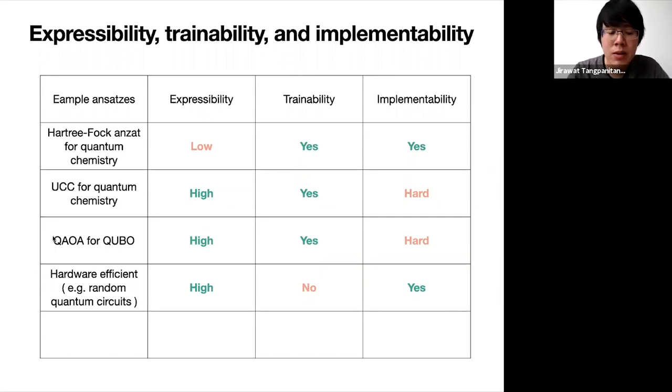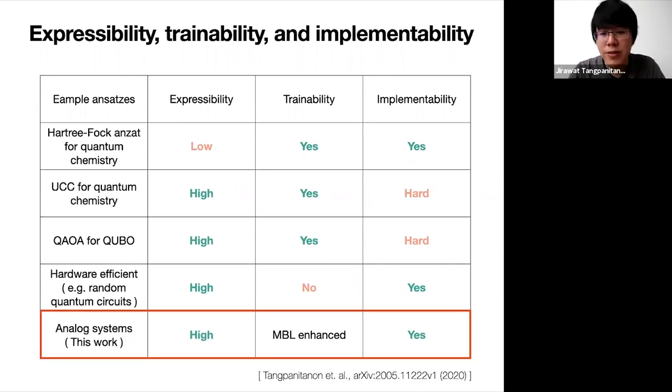Similar to QAOA, the quantum approximate optimization algorithm, with high expressibility, easy to train, hard to implement. And you have the hardware efficient ansatz, which is basically a random quantum circuit, which is highly expressible, but cannot be trained. Actually, it's theoretically proven that it cannot be trained, and it is easy to implement. So in our talk, we're not gonna solve this problem yet, but we want to show you that the analog system is similar to a random quantum circuit in the sense that you have high expressibility and it's easy to implement. But we want to show also that because we have this many-body localization effect, or MBL, we can use this MBL to enhance the trainability of our system.